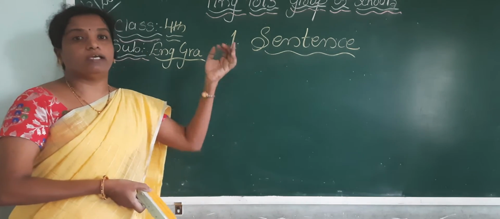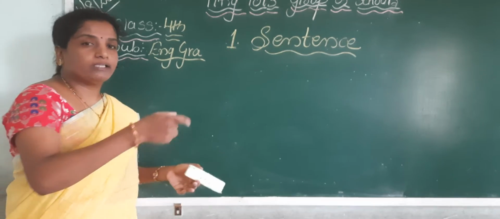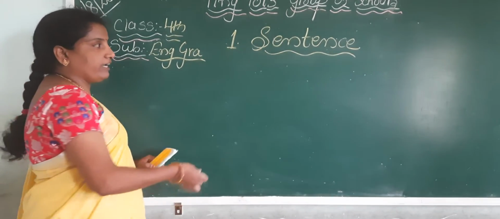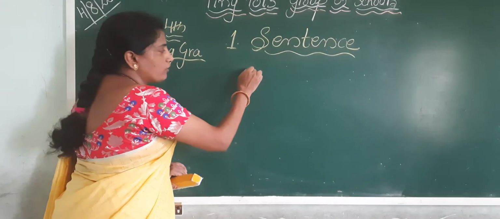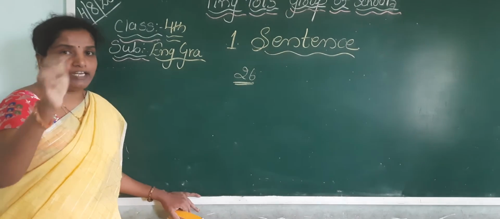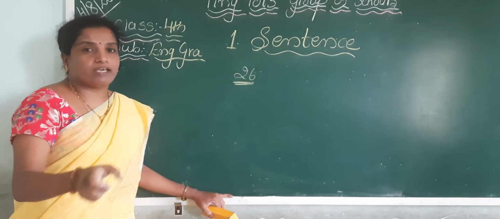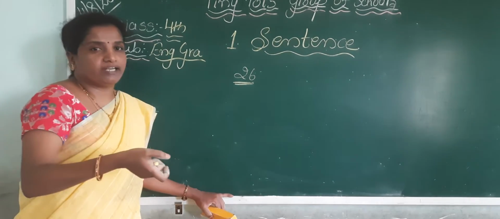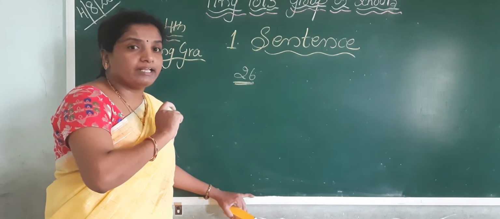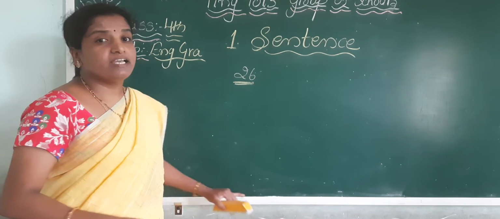We are going to learn about sentences today. What is a sentence? What are the parts of a sentence? How does a sentence form? See children, in our English language, there are 26 letters, 26 alphabets. If we are combining two letters, or more than two letters, we are forming a word. But when we are writing two or more words together, it forms a sentence.